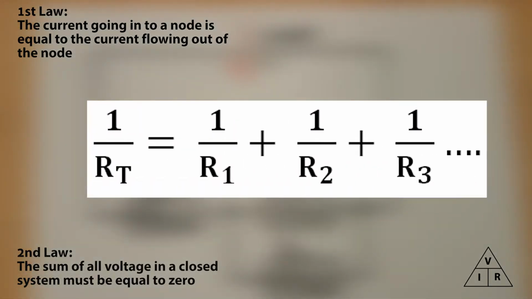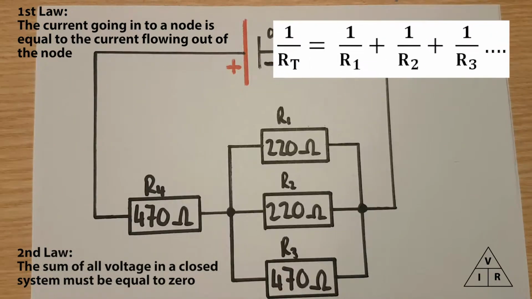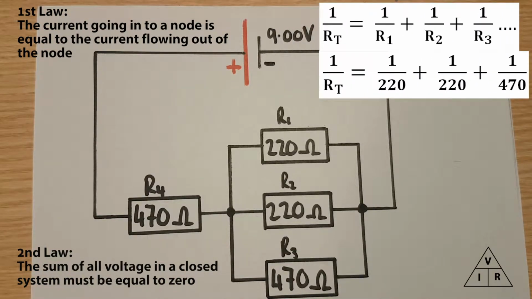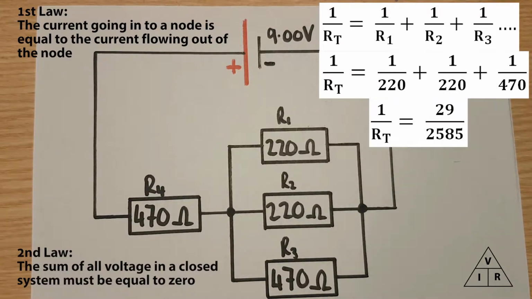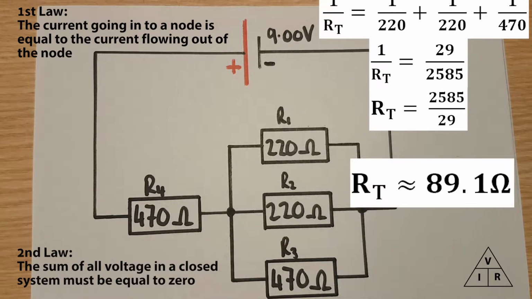We know the formula for a parallel network: the total resistance in a parallel network is 1 over RT equals 1 over R1 plus 1 over R2 plus 1 over R3. So we can look at our parallel network here. 1 over RT is equal to 1 over 220 plus 1 over 220 plus 1 over 470. And when we rearrange this, we get a total resistance in this parallel network of 89.1 ohms.